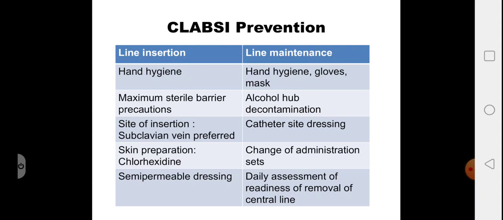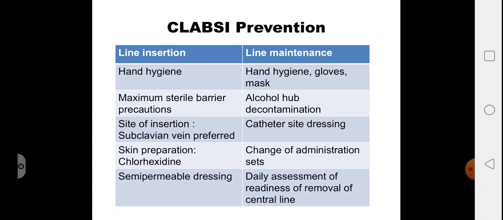And how you clean is by applying appropriate friction in a circular motion from center to periphery, and allow the antiseptic to dry before the catheter is inserted. But in children less than 2 months, they're allergic to chlorhexidine, so povidone iodine is the preferred antiseptic. Then once you insert the catheter, it should be properly secured to the site, and a semi-permeable dressing is preferred.